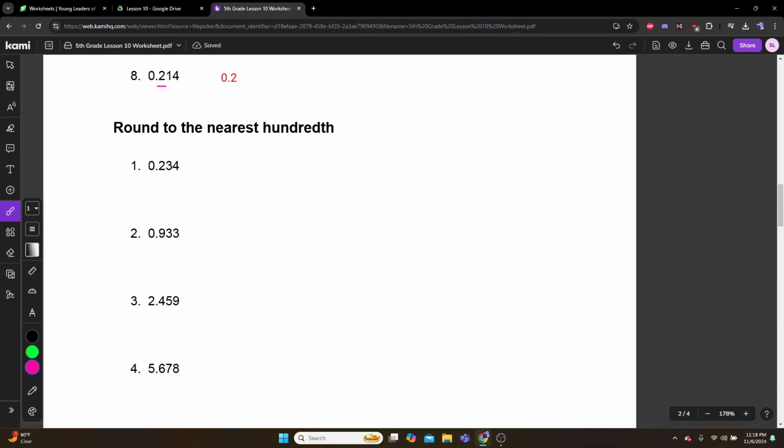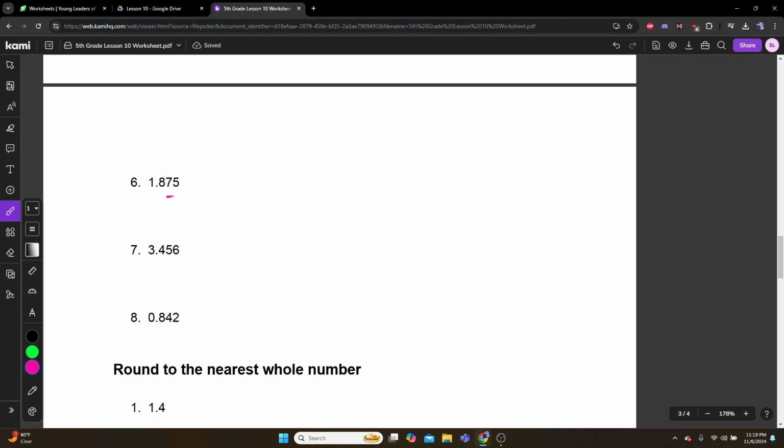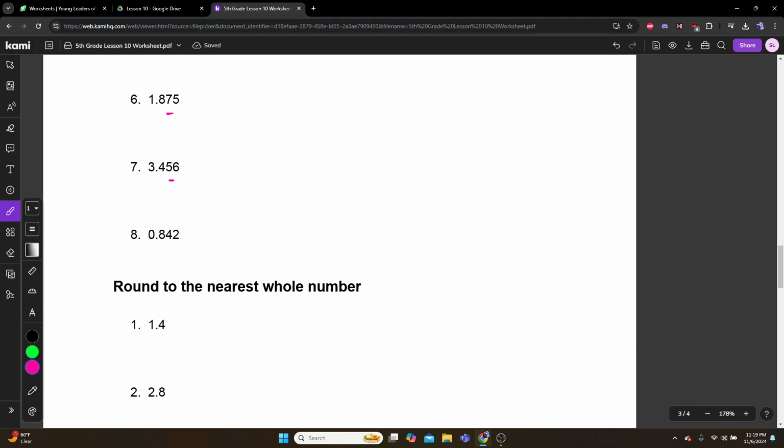So now, let's round to the nearest hundredth. The nearest hundredth is after the tenth, so it would be 2 places after the decimal point, so it would be 1, 2, in each of these numbers.